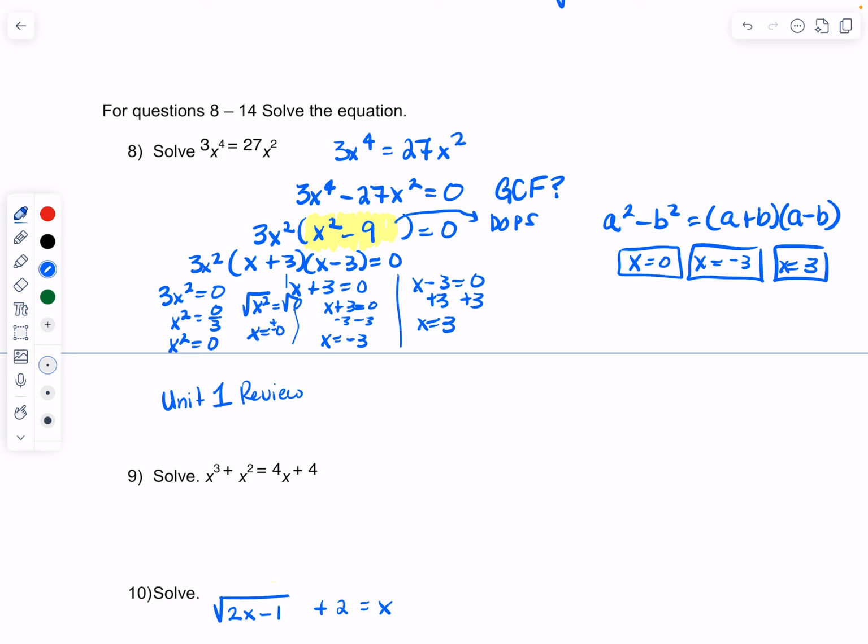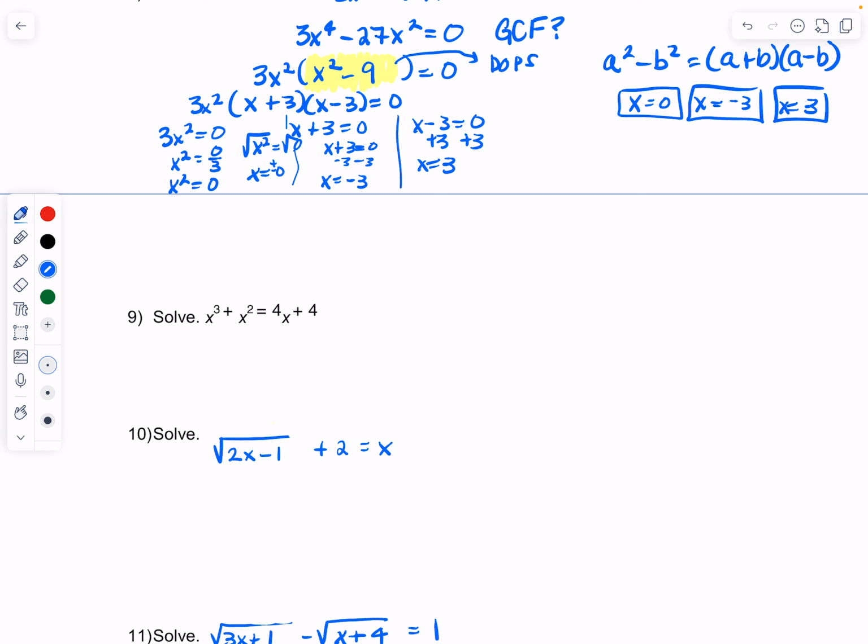Now, by the way, I told you in class, whatever x is raised to, that's how many answers you have. Remember that x squared actually produced 2 answers, x equals 0 and x equals 0 again. So that's why there actually are 4, but we're only going to list 3 because the zeros repeat themselves. Okie dokie. So that was question 7 and 8. Let's go ahead and look at number 9.